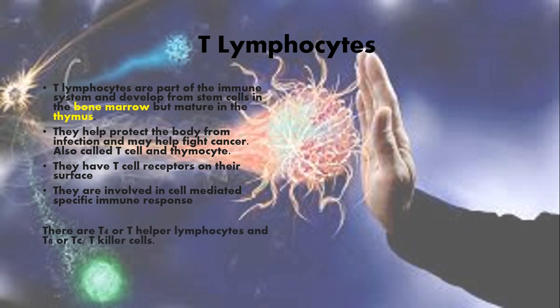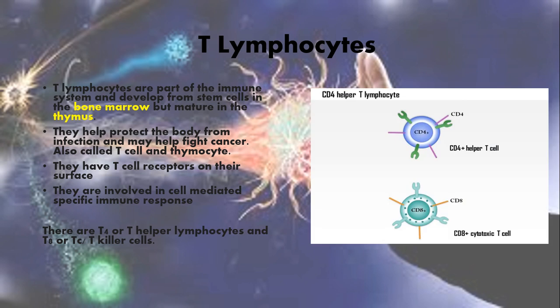Among the T lymphocytes, we have two types: the T4, which are also called the T helper lymphocytes, and the T8, which are also called the T killer lymphocytes. So if you take a look at a T4 lymphocyte, you will notice that the T cell receptors on its surface are of type CD4. CD stands for cluster of differentiation of type 4. As for the T8 or T killer cell, the cluster of differentiation on its surface is said to be CD8.